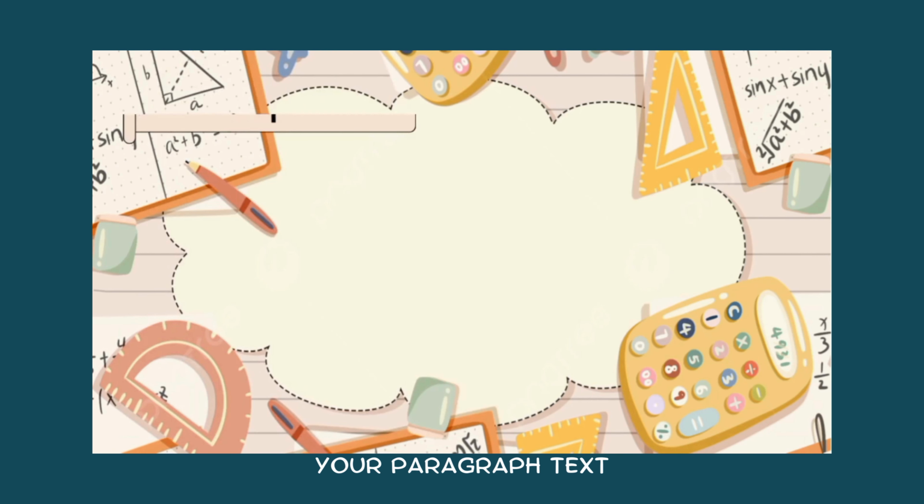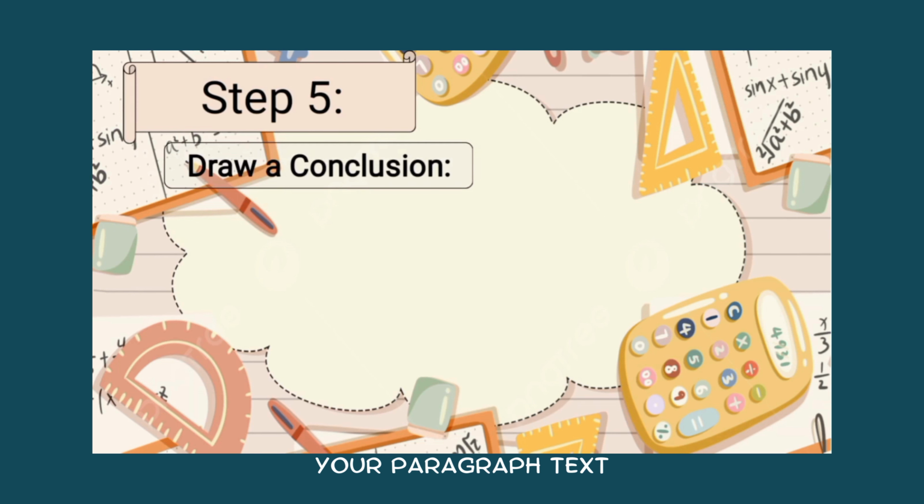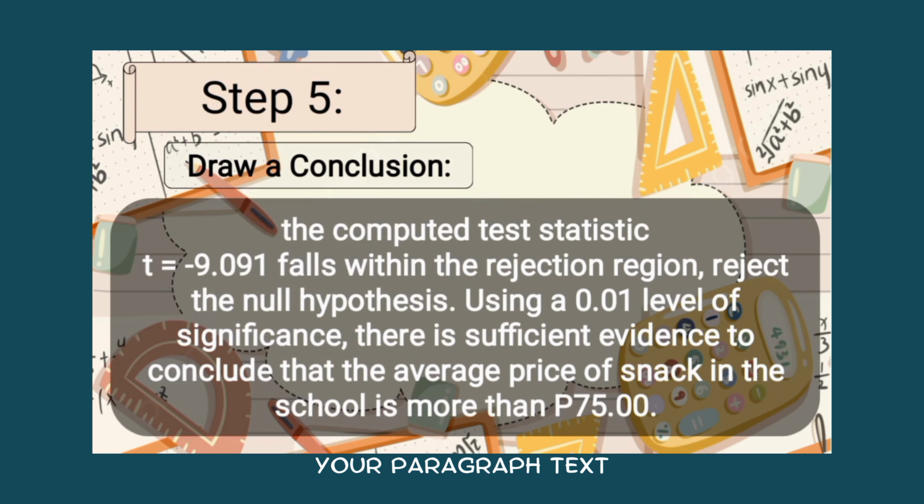As you can see in the graph below, the shaded region is at the left because it is negative. And now for the last step, draw a conclusion. The computed test statistic T is equal to negative 9.091 falls within the rejection region. Reject the null hypothesis. Using a 0.01 level of significance, there is sufficient evidence to conclude that the average price of snack in the school is more than 75 pesos.